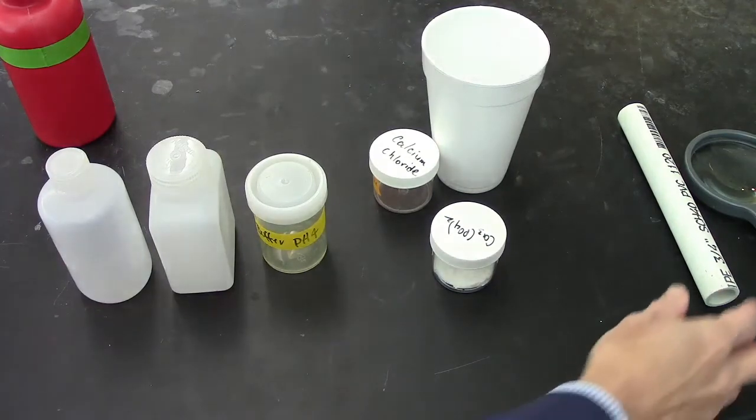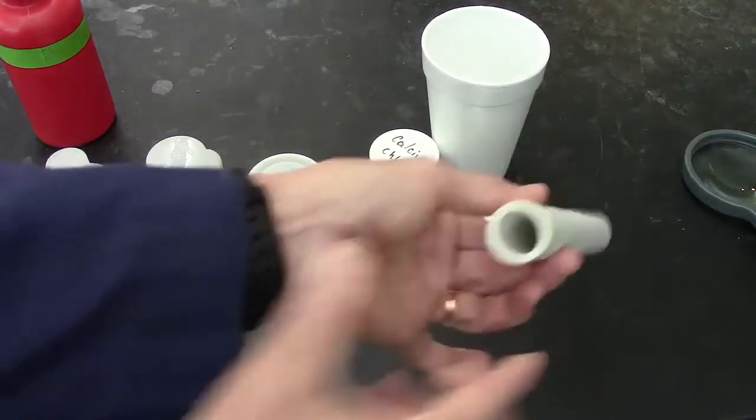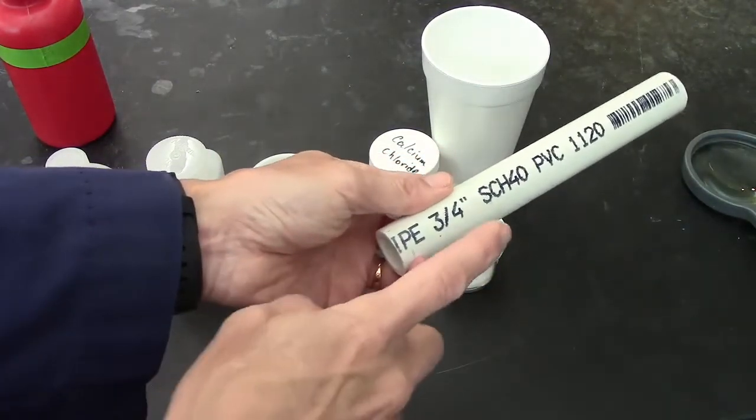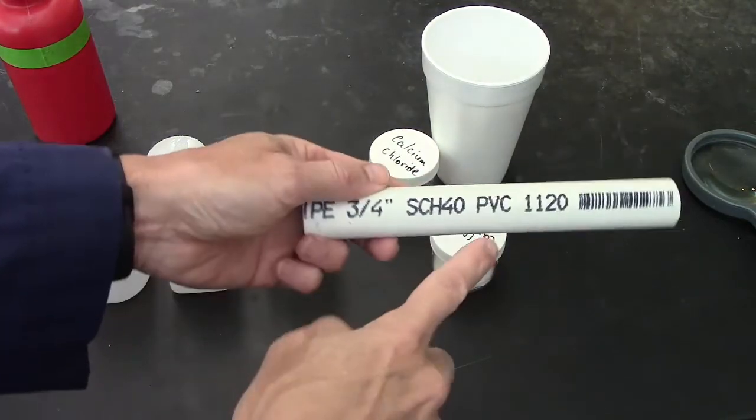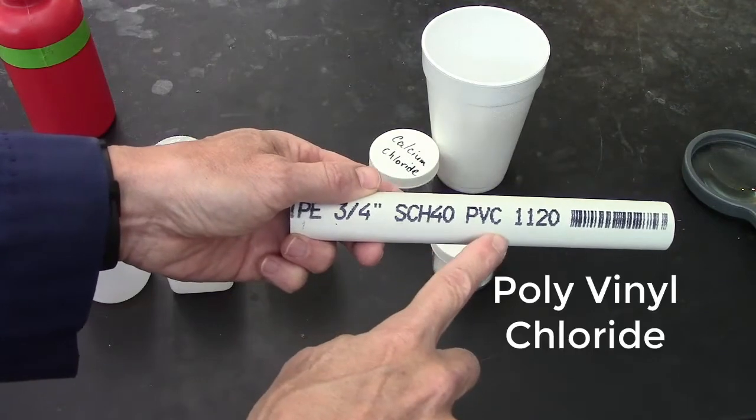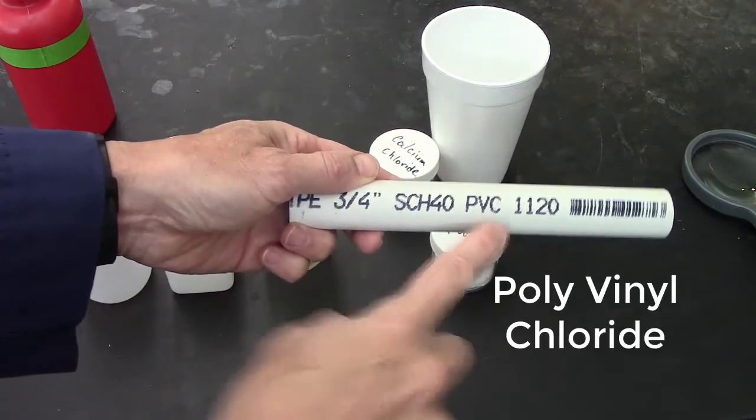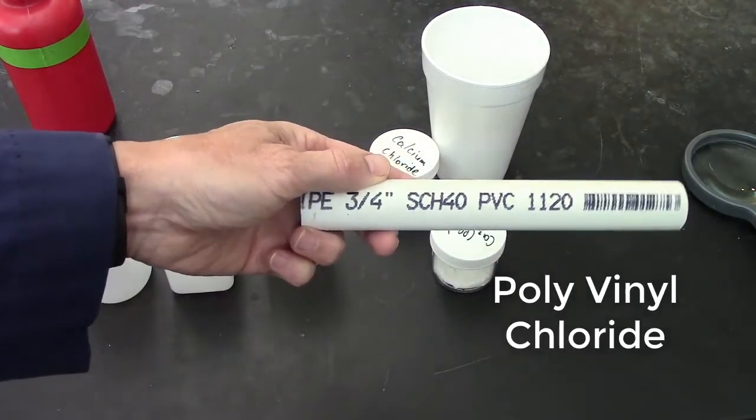On the end here I have a pipe, very commonly used in home plumbing, irrigation systems. It's abbreviated PVC, polyvinyl chloride is the official name of that plastic.